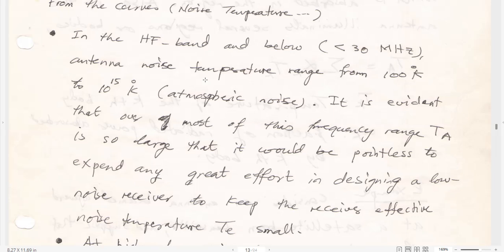In the high frequency band and below 30 megahertz, the equivalent noise temperature of the antenna ranges between 100 Kelvin to 10 to 15 Kelvin. Well, this is a very, very huge number, 10 to 15 Kelvin. This is the equivalent noise temperature, which indicates that the noise is very high.